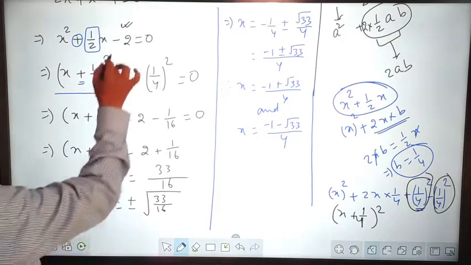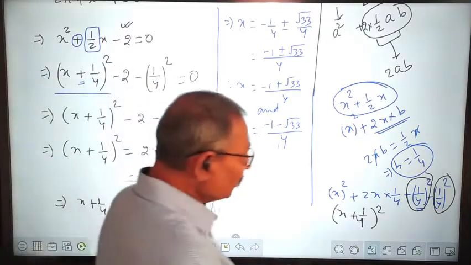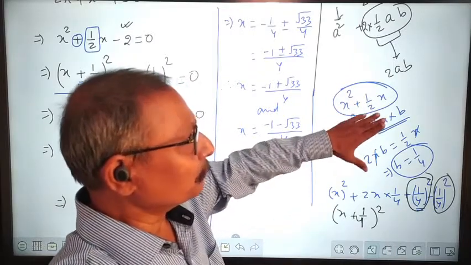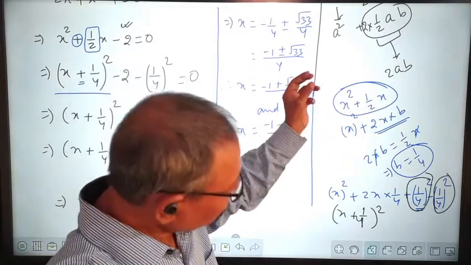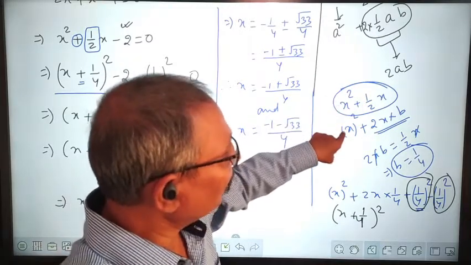And later on you subtract the square of this one. Why do we do that? Again, I am repeating, x square plus 1 by 2x square. We want to make it a perfect square. For that purpose, we can consider this one as a square.